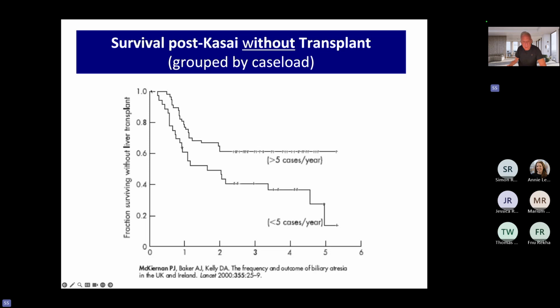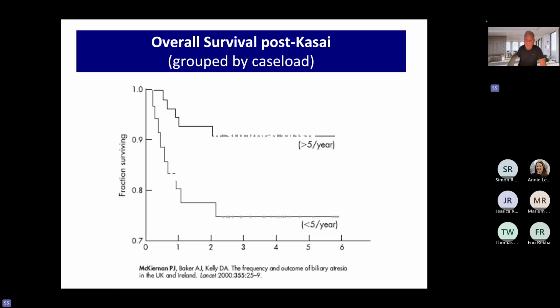So if you have a patient, you diagnose biliary atresia, where do you want them operated? Ask yourself. You want them operated where the surgeon doing the case does at least 5 cases a year. And again, overall survival post-Kasai, if you do greater than 5 a year or less than 5 a year. All right? Pretty obvious.